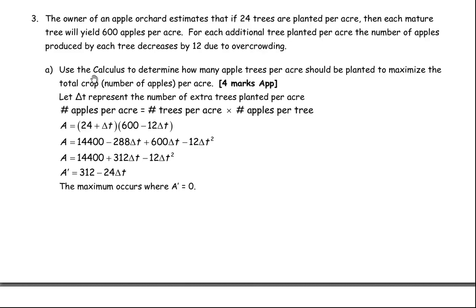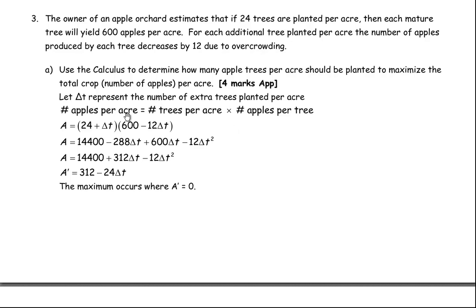So you're asked in part A here to use calculus to determine the optimal number, or how many apple trees per acre should he or she plant to maximize the total crop, the number of apples they're going to get from an acre of property. So we're going to call delta t the number of extra trees above 24 that they're going to plant per acre. Now, here's a general formula, and we're going to write it more in an algebraic sense in the next line.